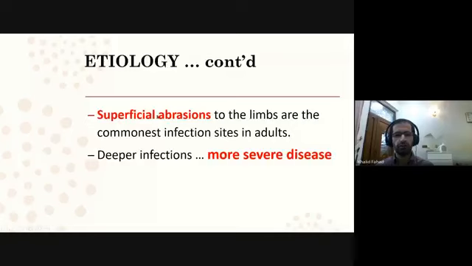Keep in mind that superficial abrasions to the limbs, especially the lower limbs, are the commonest infection sites in adults. Okay. On the other hand, deeper infections rather than superficial ones are responsible for more severe disease. Why are deeper infections more associated with the most severe clinical manifestations? What do you think? Why the deeper infections?